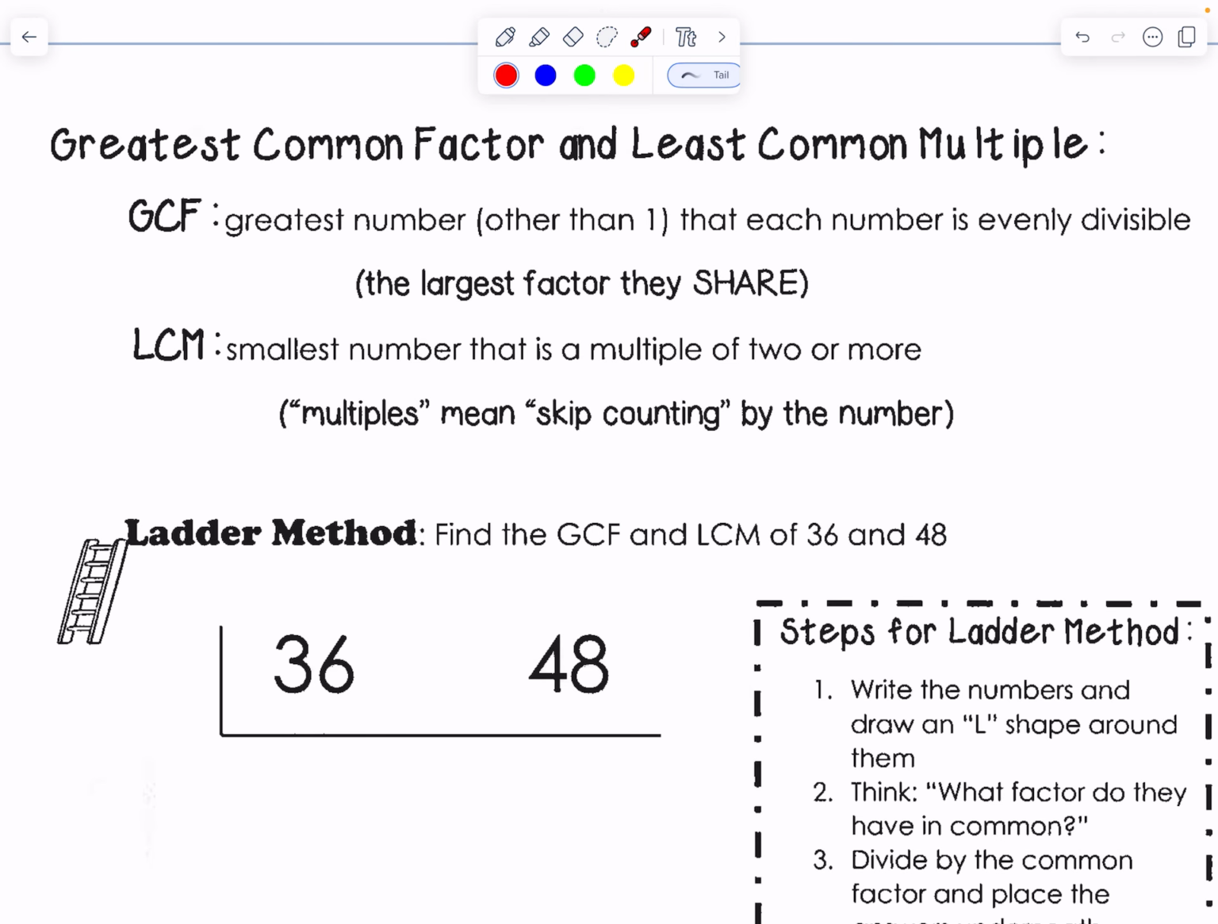So greatest common factor and least common multiple, you will hear these abbreviated as the GCF for the greatest common factor, or you'll hear the LCM for the least common multiple. The greatest common factor is the largest number that each number is evenly divisible by. We use this to simplify fractions.